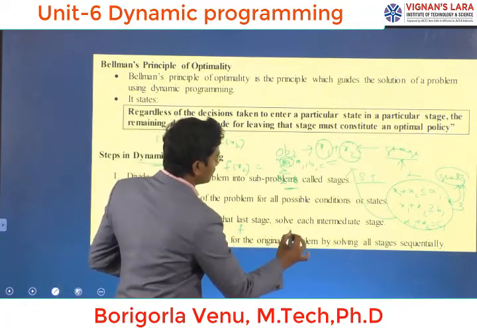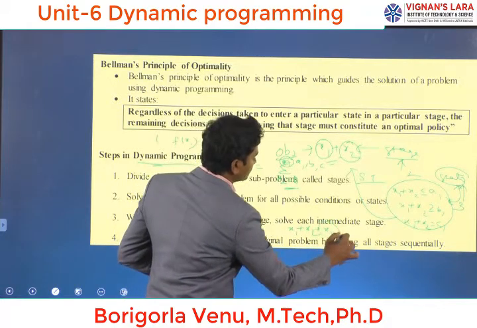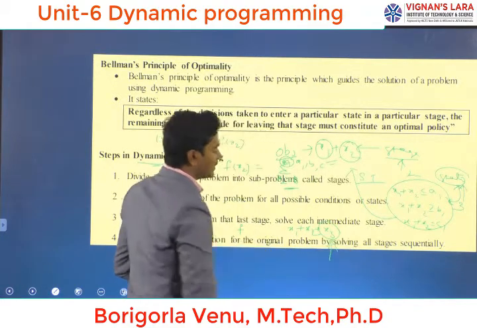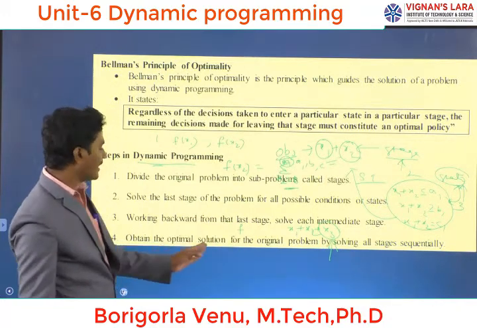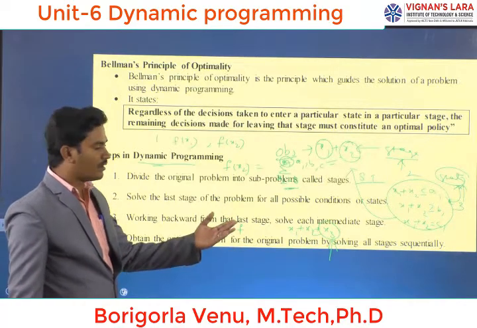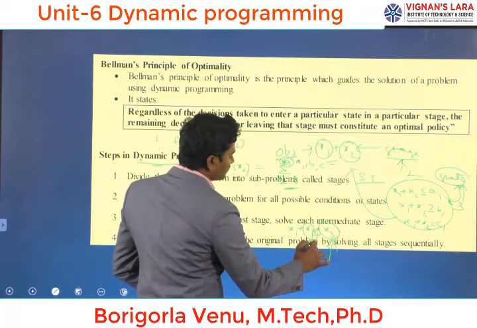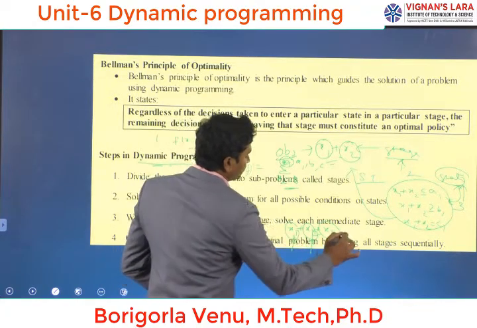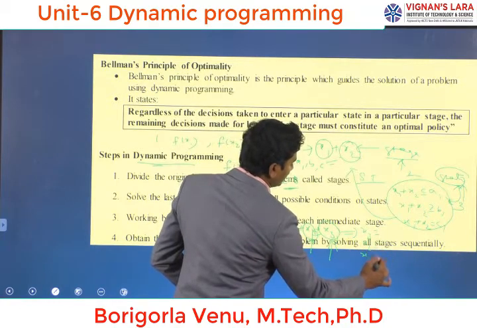If suppose we have a 3-stage problem x1, x2, x3, we are going to start the solution from the last stage. From the x3 stage, we are going to solve the values. Next, obtain the optimal solution for the original problem by solving all stages sequentially. After finding the x3, we are going to solve the x2, then we are going to solve the x1. From these 3, we get the x1 value, x2 value, x3 value.